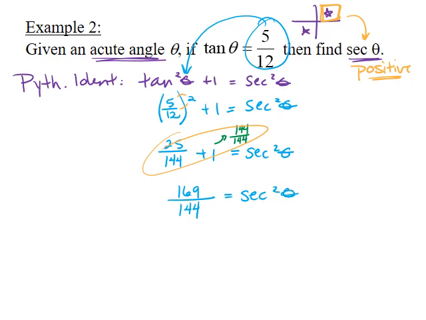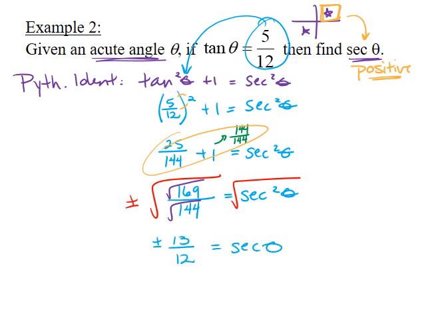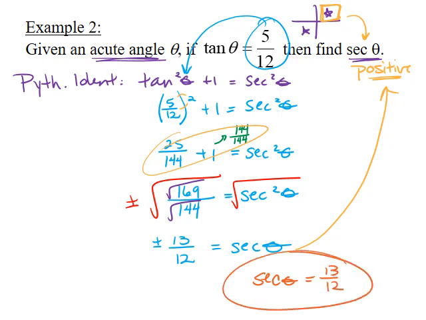Now I need to eliminate the square by taking the square root of both sides. Don't forget the plus or minus. Remember, when you square root a fraction, you can take the square root of the top number and the square root of the bottom number separately. So this gives me plus or minus 13/12 is equal to secant. We just spoke about how secant must be positive in the first quadrant. So I can go ahead and conclude this by saying secant of theta is 13/12 in this case.